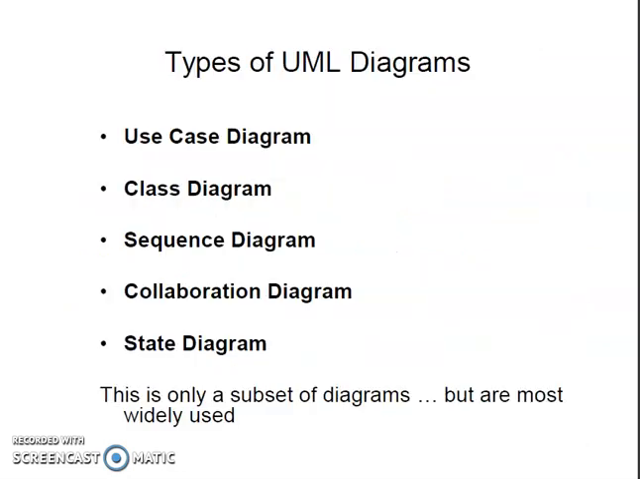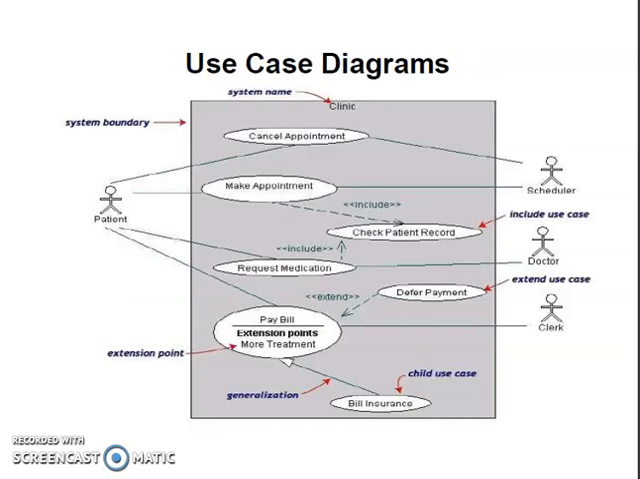There are different types of UML diagrams used for various purposes, such as case diagram, use case diagram, class diagram, sequence diagram, collaboration diagram, and state diagram. I have given an example of a use case diagram for the clinical purpose.